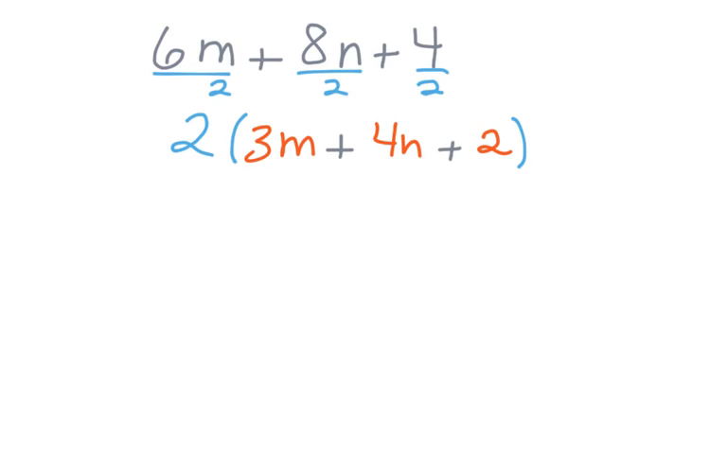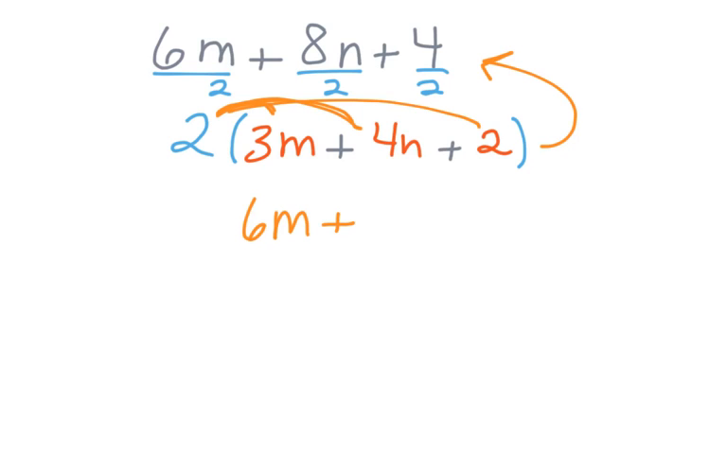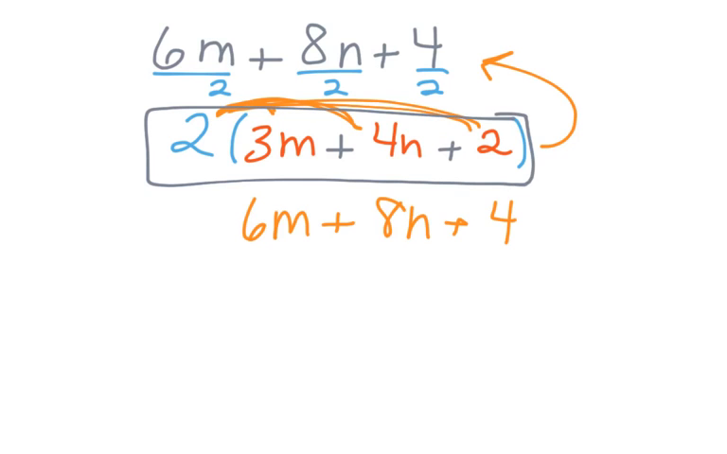I'm going to use the distributive property as a way to check whether I actually created an equivalent expression. So 2 times 3m is 6m, plus 2 times 4n is 8n, plus 2 times 2 is 4. So when I use the distributive property, I end up with the expression I started with, and that tells me that yes, these are the two factors that I multiply together to get the original expression. So my answer is 2 times the quantity in parentheses, 3m plus 4n plus 2.